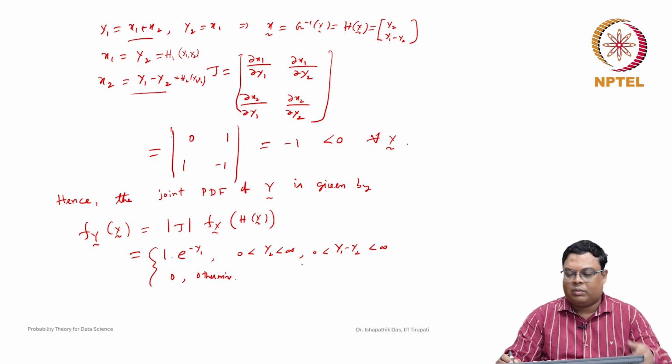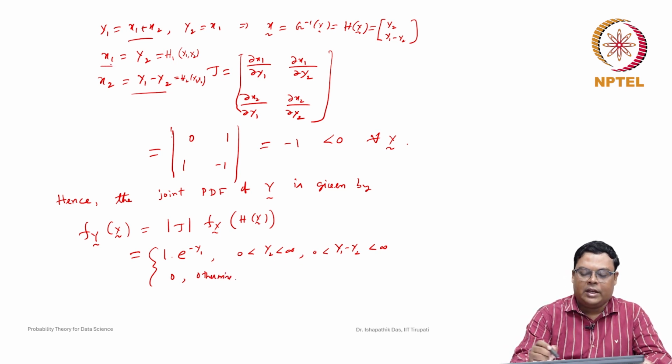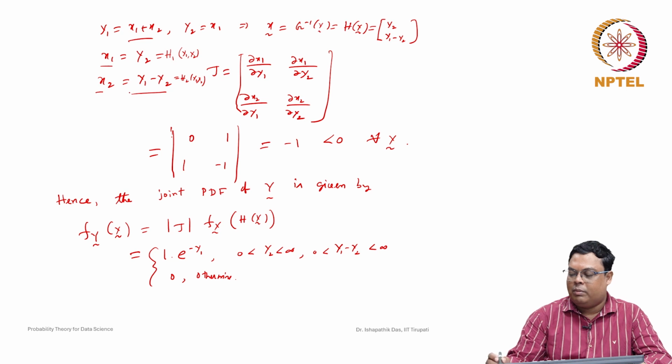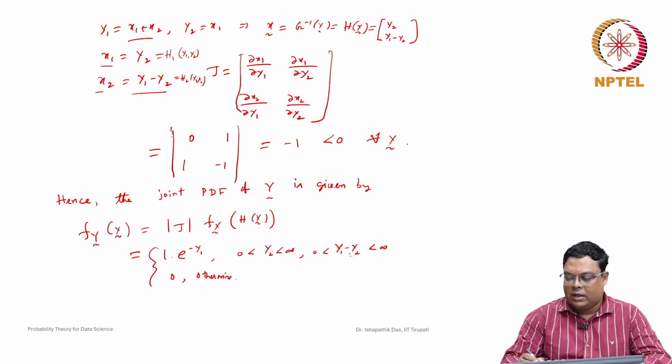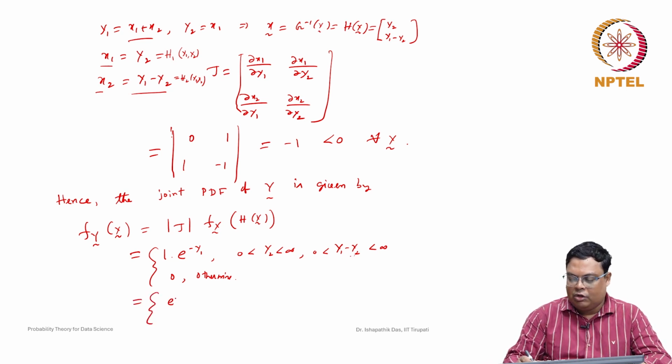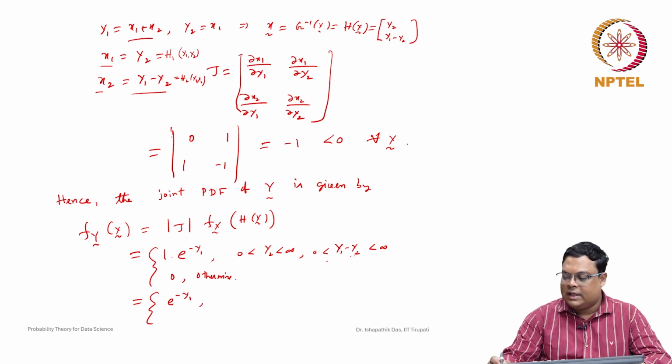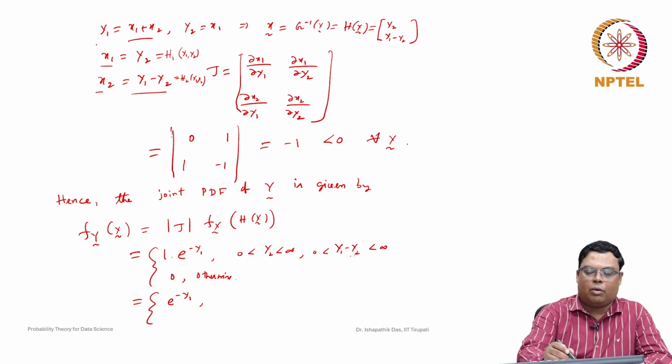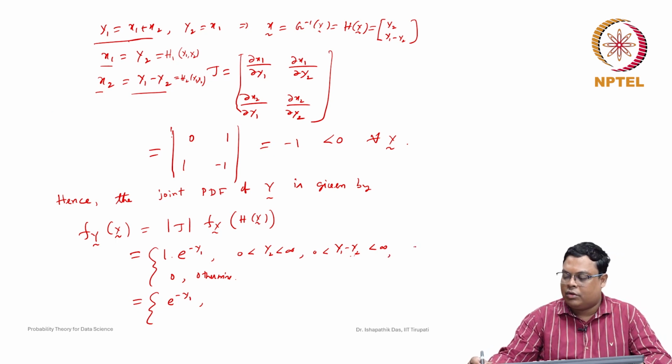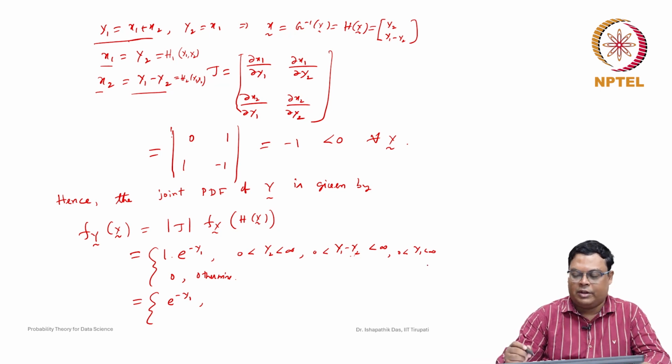So now if we combine, otherwise this value will be 0 for any other value. Because this is the transformation, you can see that x1 is 0 to infinity, so y2 has to be 0 to infinity, and x2 also between 0 to infinity, so y1 minus y2 also between 0 to infinity. So from here you can get this simplified form e to the power of minus y1. And another relationship: y1 is x1 plus x2, so y1 cannot be negative.